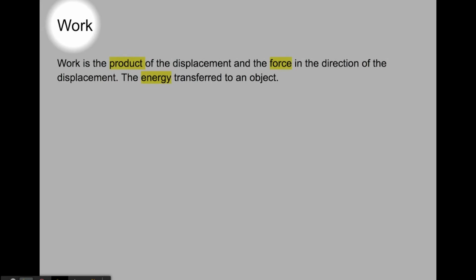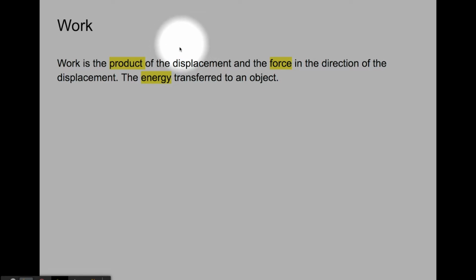So work is the product, a way to multiply the displacement by the force in the direction of the displacement. So basically, it is force times distance, or force times displacement. So why did I say displacement? Because if you go forward and backwards, we're going to count that as a displacement. Say you go forward to the right 2 meters, and you go back 2 meters.